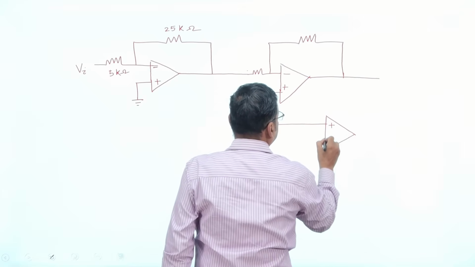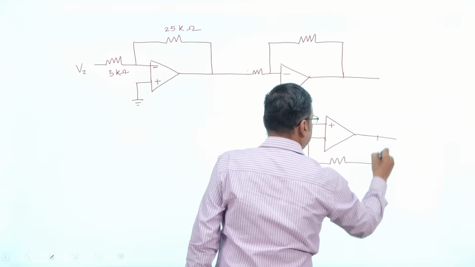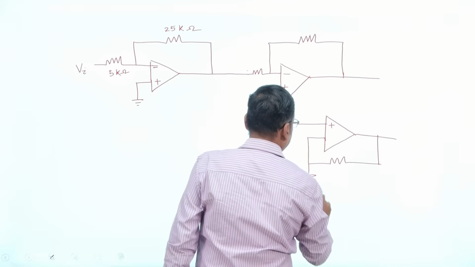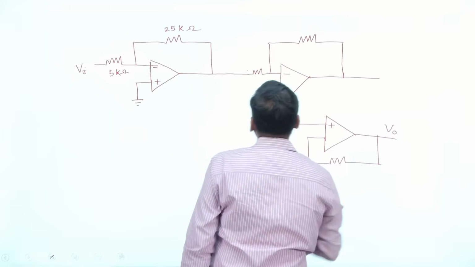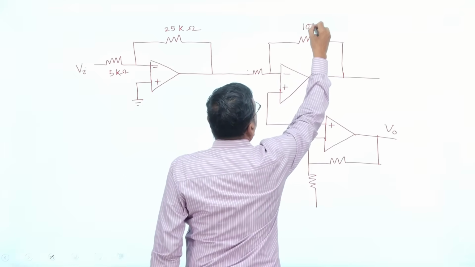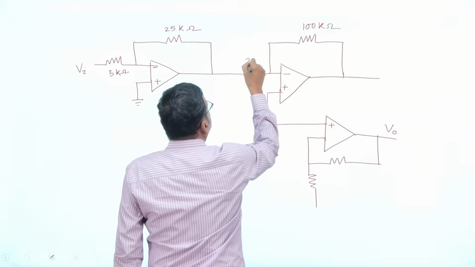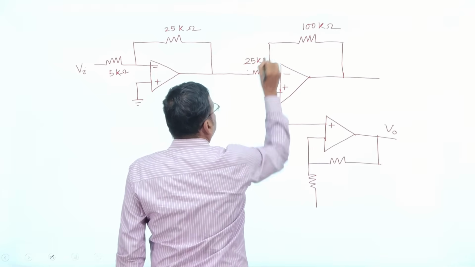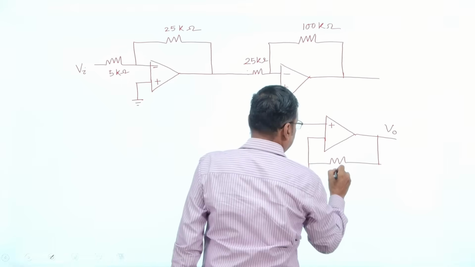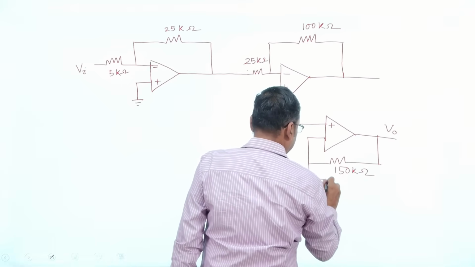This is your plus. Let this is your V0. So this is your 100 kilo ohm. And this is your 25 kilo ohm. This is your 150 kilo ohm. This is your 50 kilo ohm.